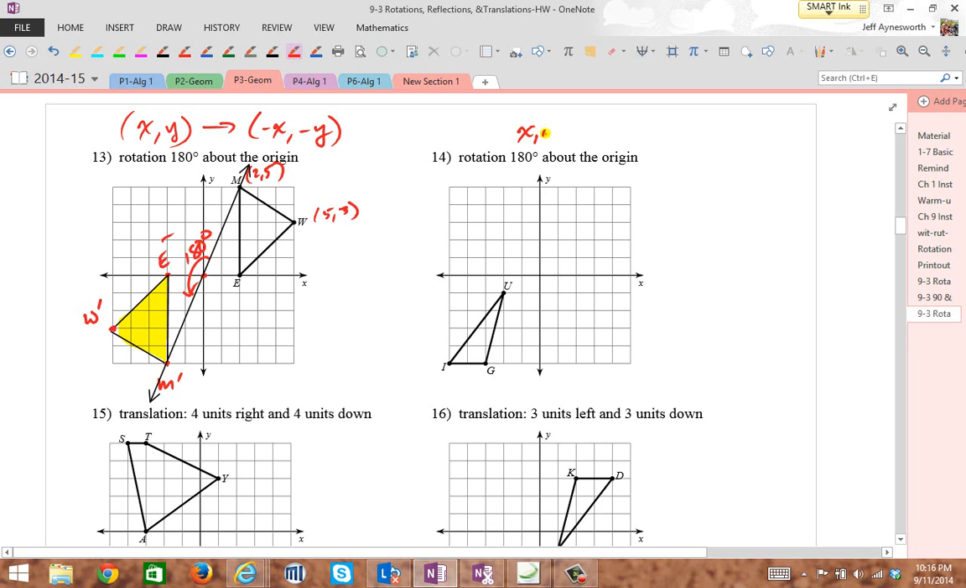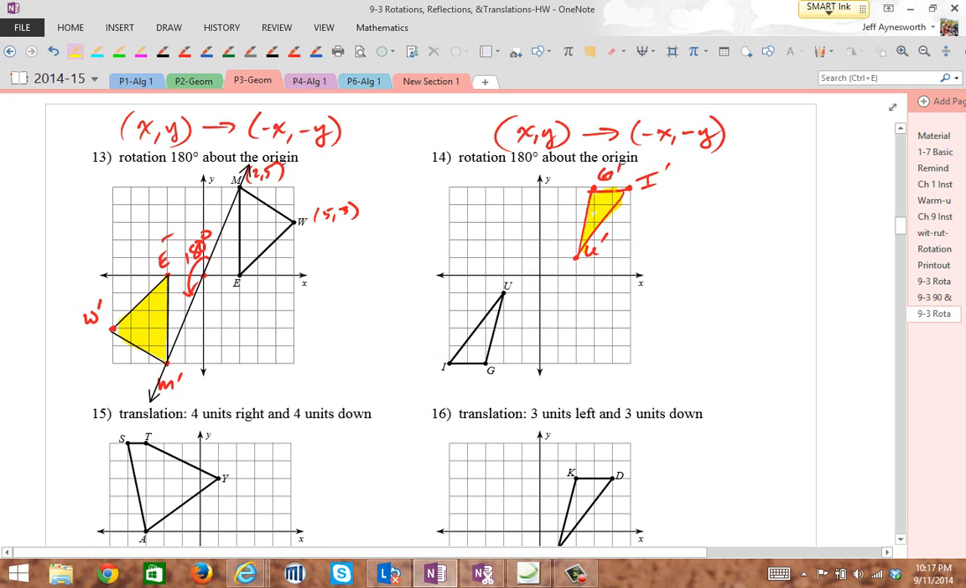So same thing here. These are all about 180 degrees at the origin, so you just switch the signs. That's all you do. So instead of left 2, down 1, we're going to go right 2, up 1, right? So there's, excuse me, not W, that's U, U prime. Instead of going left 3, down 5, we're going to go right 3, up 5, right? Because you got to do the opposite. There's G prime. Instead of going left 5, down 5, we're going to go right 5, up 5, and there's I prime. That's how simple it is. All right?